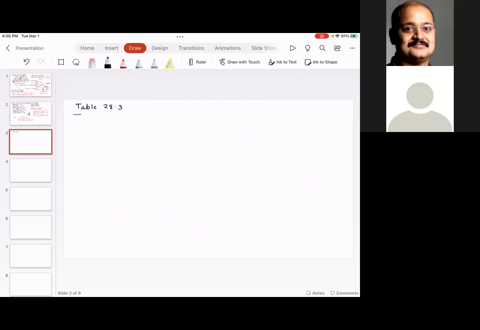28.3. This table 28.3 gives you the material properties, and this is on page 1035. So please, online students, if you have access to the textbook, please open the textbook, hard copy or soft copy.